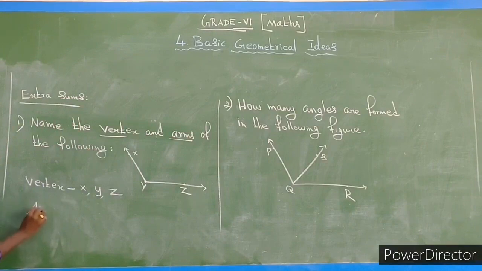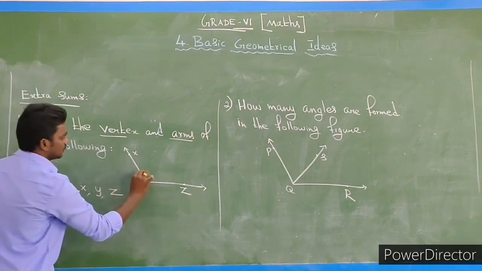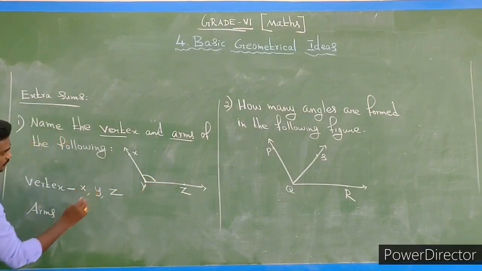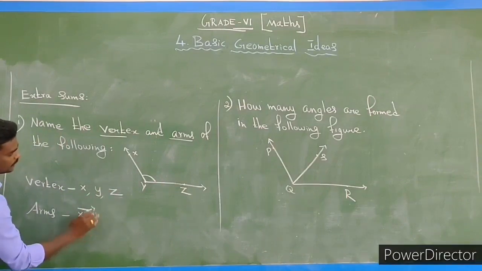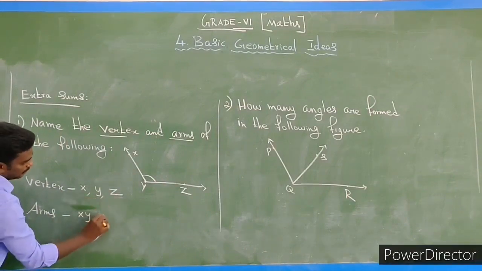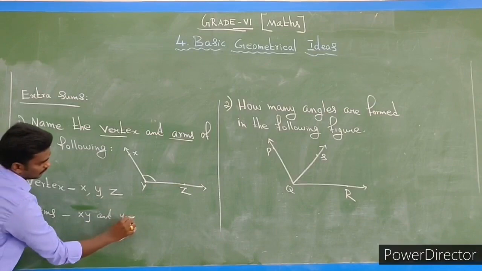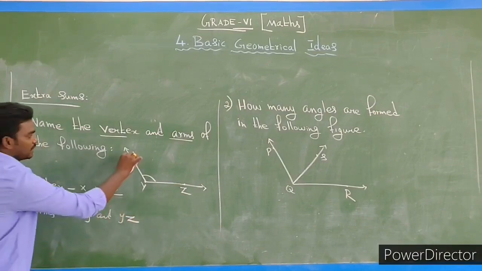What are the arms here? Arms are the rays of the diagram. So what are the arms? XY and YZ are called the arms of this angle.